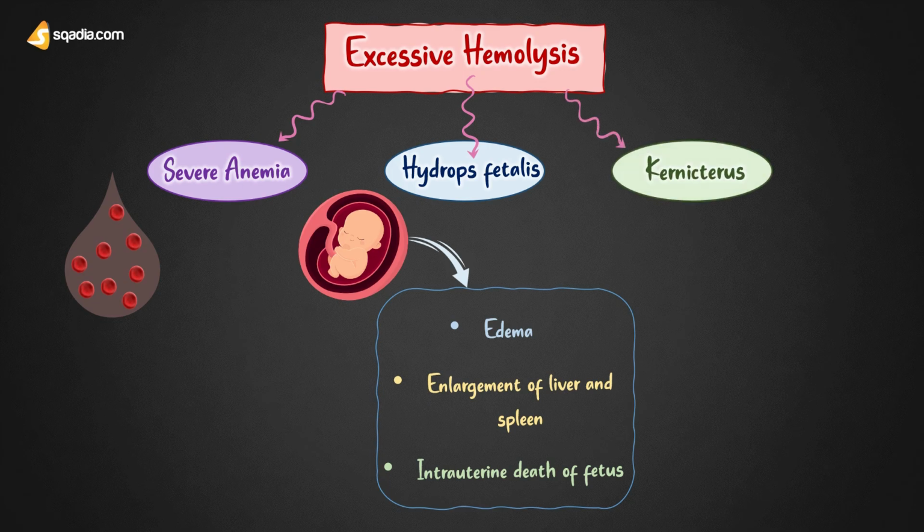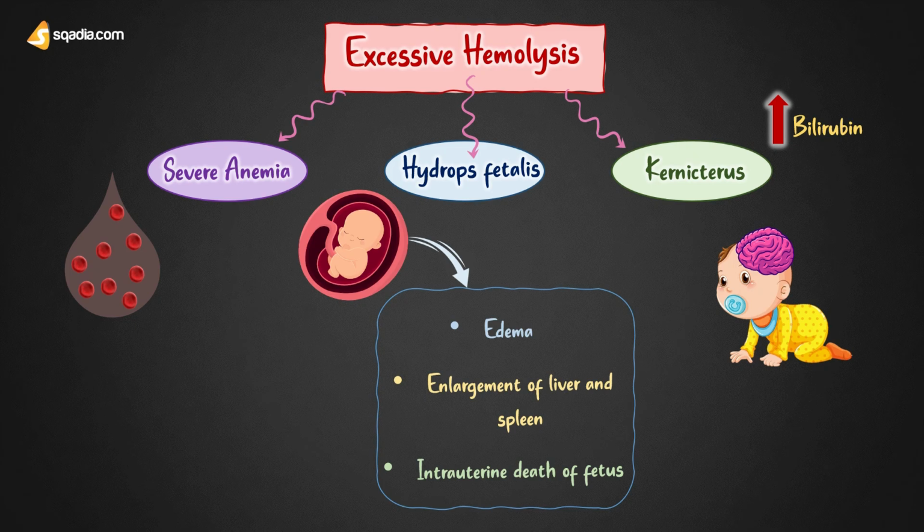And another severe complication is Kernicterus. It is a form of brain damage in infants, caused by severe jaundice due to hemolysis. If the baby survives anemia in erythroblastosis fetalis, then Kernicterus develops because of high bilirubin content. The bilirubin enters the brain and causes permanent brain damage.